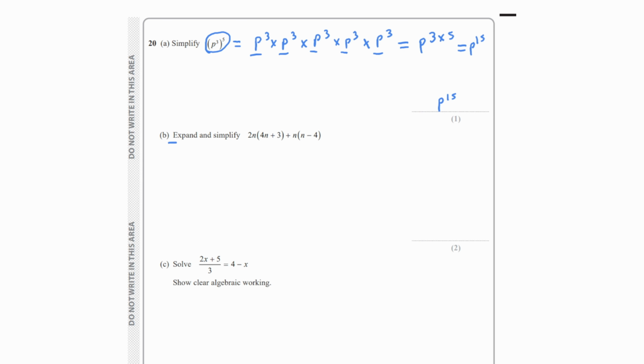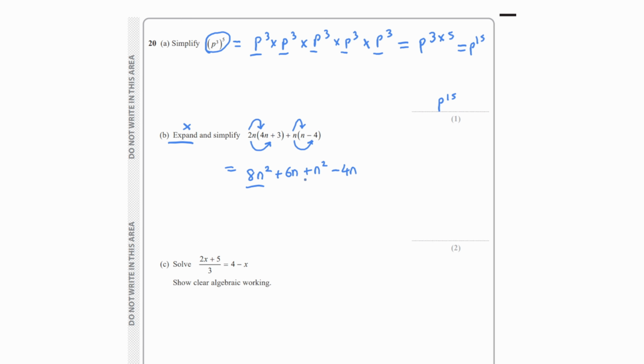Expand and simplify. So when we see expand, we're thinking multiply. So I'm going to do 2n multiplied by 4n and 2n multiplied by 3. 2n multiplied by 4n gives me 8n squared. And then 2n multiplied by 3 gives me 6n. Then I want to do the same with the other bracket, n multiplied by n and n multiplied by negative 4. n multiplied by n is n squared. n multiplied by negative 4 is negative 4n.